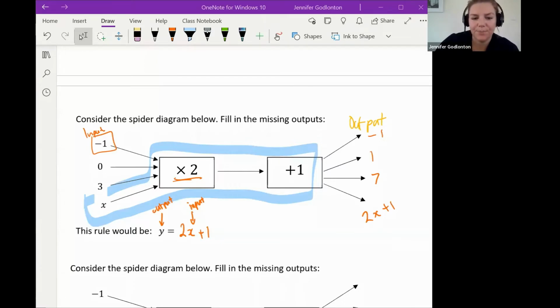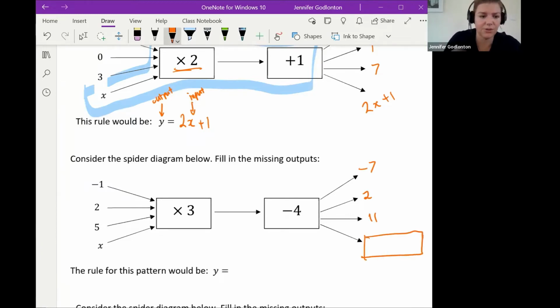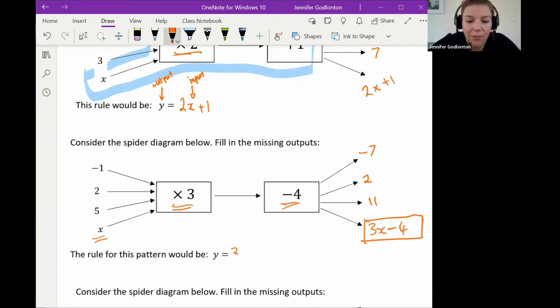Okay, let's try another one. Here my input, I'm going to put as -1. So I've got -1 times 3, which is -3. And then -3 minus 4 is going to give me -7. Okay, 2 times 3 is 6. 6 minus 4 is 2. 5 times 3 is 15. 15 minus 4 is 11. What is this output going to be? 3x minus 4. Yes, glorious. It is going to be 3x because I'm taking x, multiplying it by 3, and then subtracting 4. So my output is y, my input is x, y is equal to 3x minus 4.